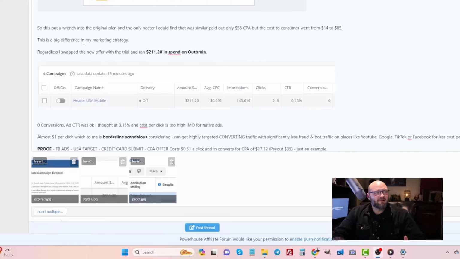Okay, so this is a deep pockets game. What we did was we swapped the offer just because we had the original plan to do the trial, but instead we went with a paper sale offer, which only paid 55 CPA, but the cost of the consumer was around $85 now. So now the whole strategy changes, but why not try anyway? Spent $200 and then paused to kind of regroup and look.